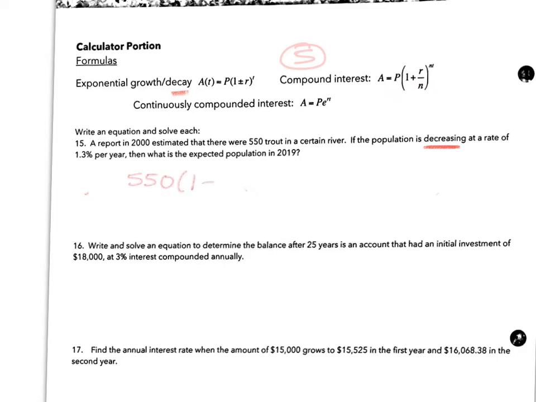It's 1 minus, make your percent a decimal, 0.013. And the time, of course, is from 2000 to 2019, so that's 19 years. Put that in the calculator, and you get 428.9. Well, 0.9 is really close, but it's not a whole trout, so we'll call it 428 trout.